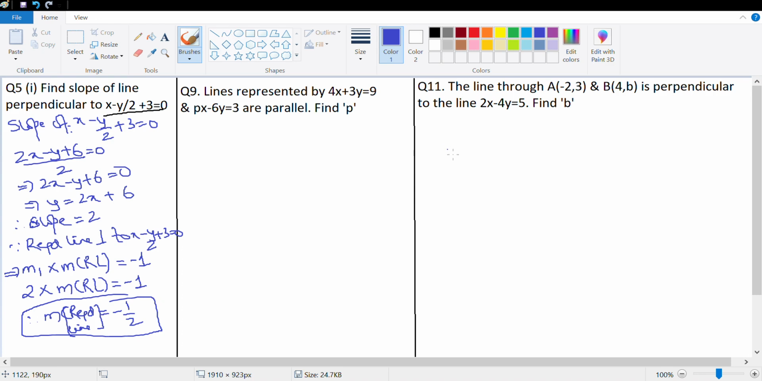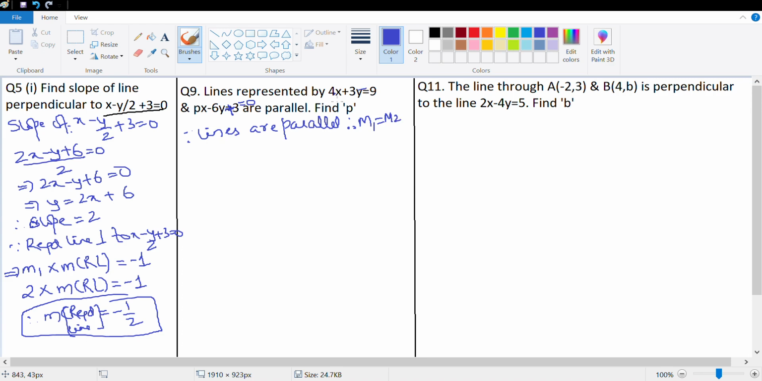It says the lines represented by 4x plus 3y is equal to 9 and px minus 6y plus 3 is equal to 0. My mistake, I have copied the question incorrectly. This is px minus 6y plus 3 is equal to 0, and the lines are parallel, find p. So now since these two lines are parallel, m1 and m2 will be equal.